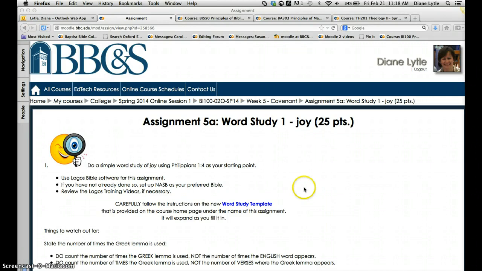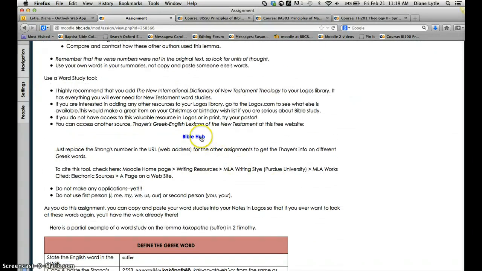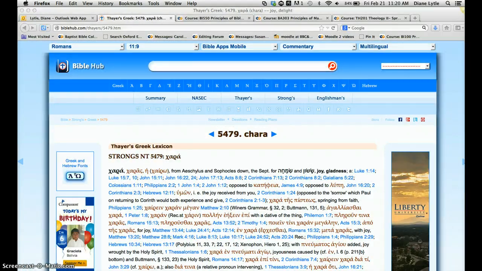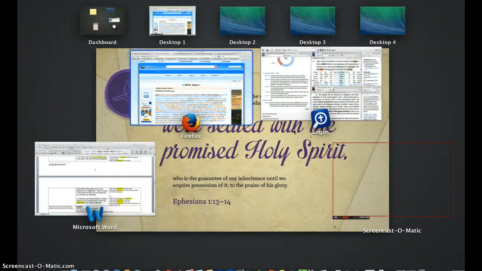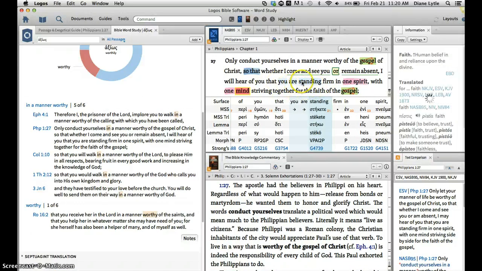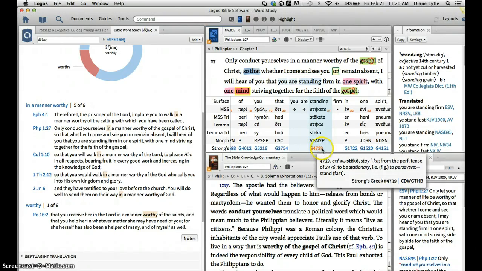So if you go back to Assignment 5A, you'll notice that there was a link there for Bible Hub. So you click on Bible Hub, and this is how you're going to use that. Notice when you clicked on that link, it brought you to the word for joy that we studied at the very beginning. In this case, we want to look for a different word. So go and find out what the word was in Strong's numbers. Let's take "you are standing firm." That was Strong's Greek number 4739.